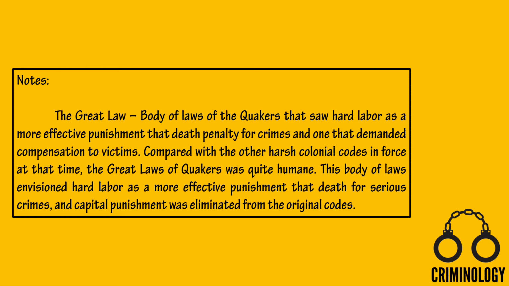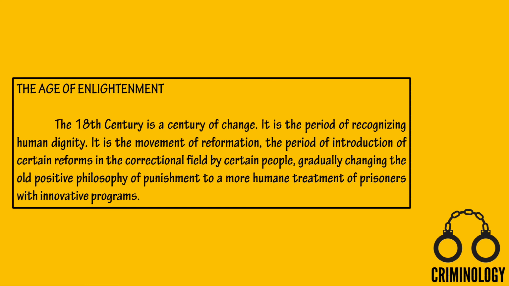This body of laws envisioned hard labor as a more effective punishment than death for serious crimes, and capital punishment was eliminated from the original codes. Now let's go to the Age of Enlightenment. In the 18th century, a century of change, it is the period of recognizing human dignity. It is the movement of reformation, the period of introduction of certain reforms in the correctional field by certain people and gradually changing the old positive philosophy of punishment to a more humane treatment of prisoners with innovative programs.